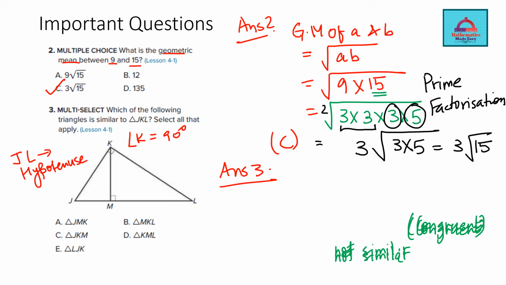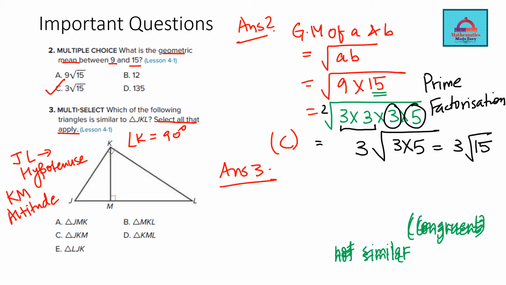And you have the altitude KM, which is dividing the big right triangle into two smaller right triangles. So definitely we can apply the theorem which we just did in the last slide, which says that all these three triangles are going to be similar. So we need to select all that apply, which means there can be more than one correct answer.